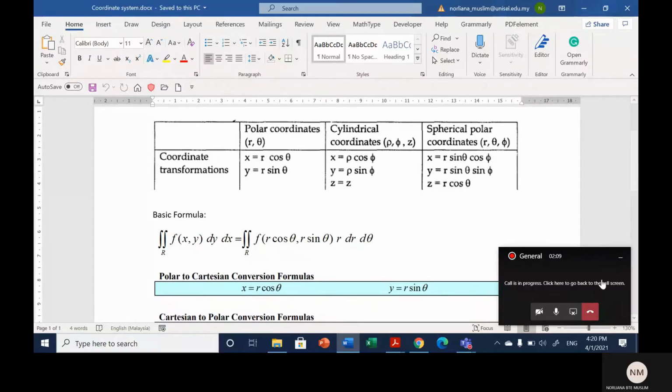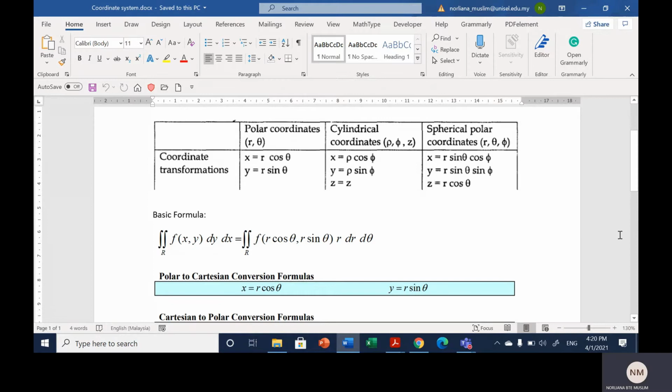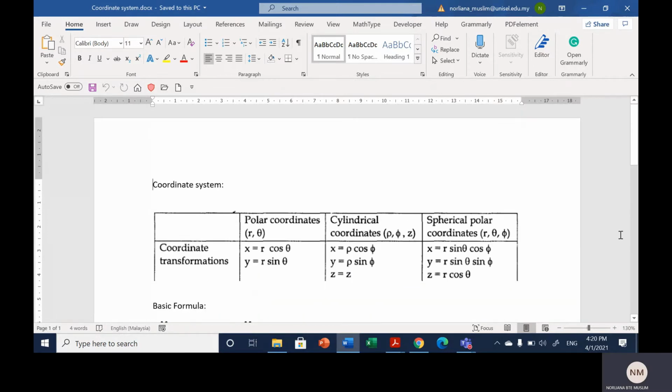This is a recorded lecture on the second chapter. This second chapter is entitled multiple integral. This multiple integral is all about the double integral or triple integral. Okay, I'm going to share my screen. Regarding the multiple integral.